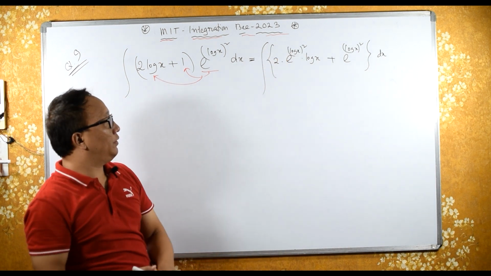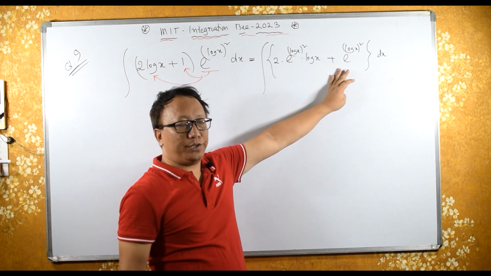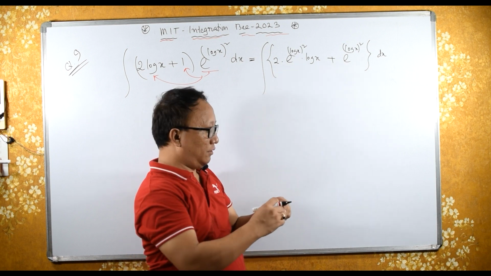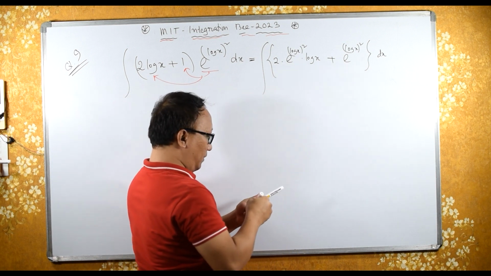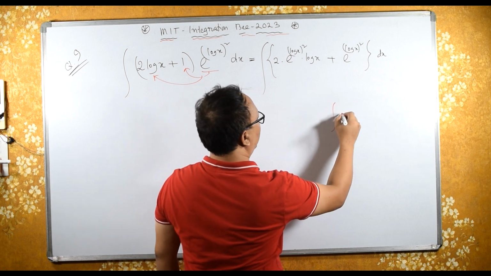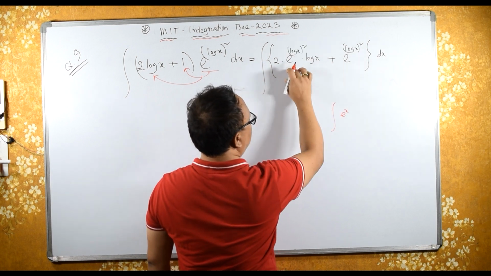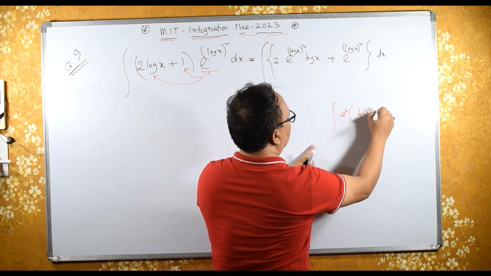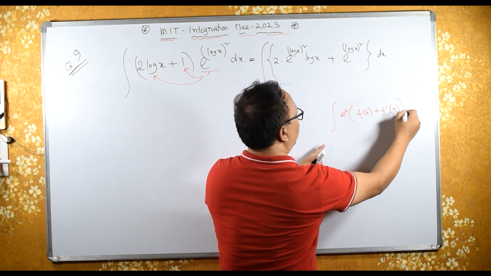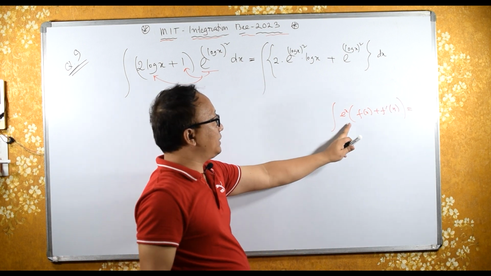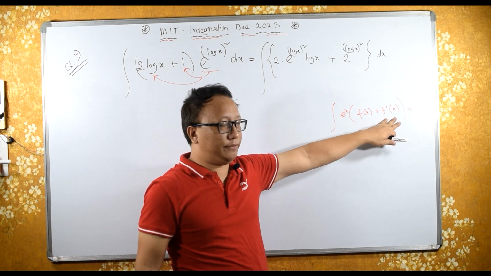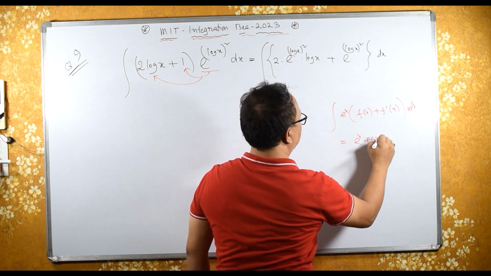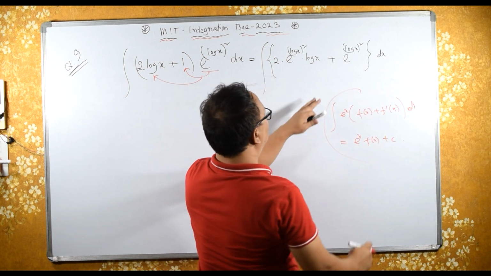Now look here. If I substitute u equals to this, let's see whether its differentiation comes or not. Why? Because we have one formula for the integral of e raised to x into f of x plus f dash x. If you are getting e raised to x into some function of x plus its derivative, then this integration is equal to e raised to x f of x. Let's see whether this is applicable here or not.